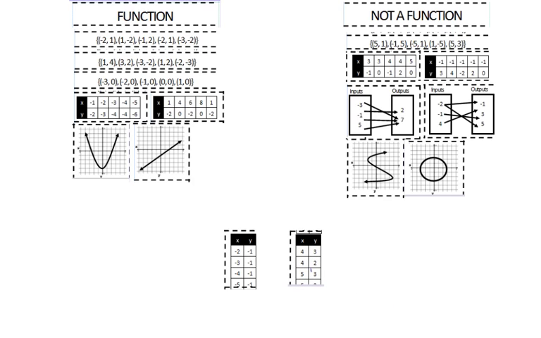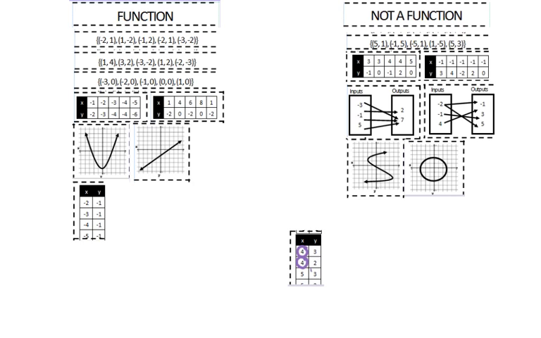And then finally we have 2 tables here. So in the first table, my y's repeat, but my x's don't. So that is a function. And then in my second table, the 4 repeats, and each time it repeats, it's with a different y. So that one is not a function.